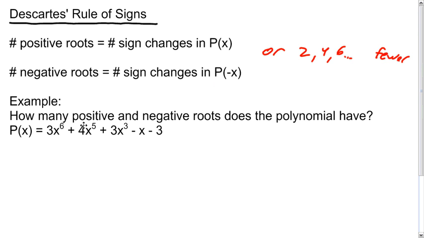So by sign changes, we're actually looking in the polynomial. It's positive, positive, positive. Finally, when it goes to a negative, that's a sign change. So for positive, there's only one sign change here. It's all positive, and then it switches to negative and stays negative. So there's only one positive root.